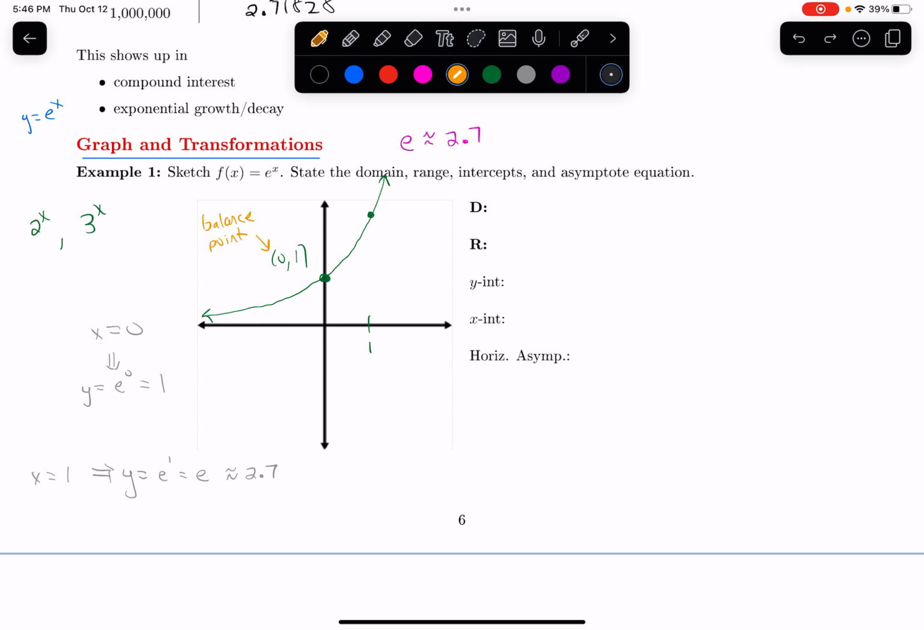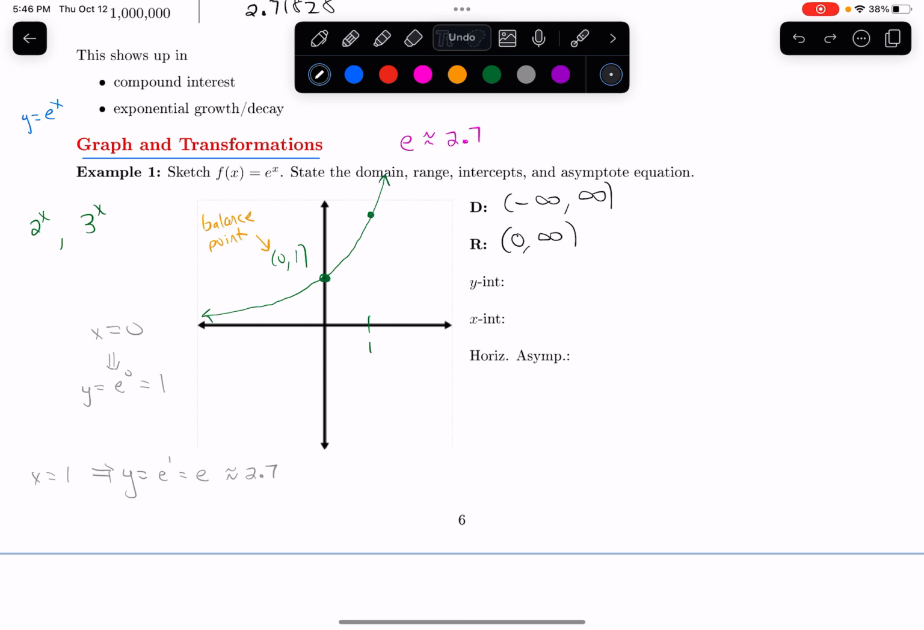Okay, so my domain, my x values, well, looking at the graph, the x values can be anything. It's just negative infinity to positive infinity. For my range, for my y values, well, the y values seem to get smaller and smaller and smaller, but they get really, really close to 0, but they never reach 0. So I put a parentheses at 0, and then they get bigger and bigger, going to infinity.